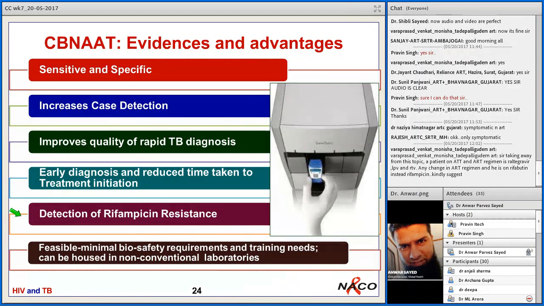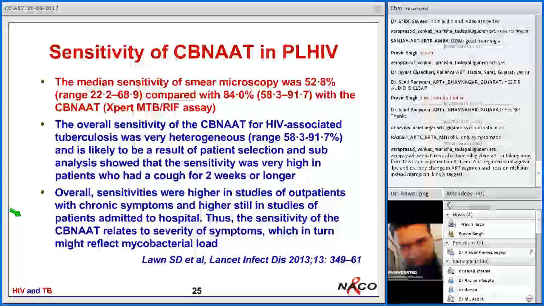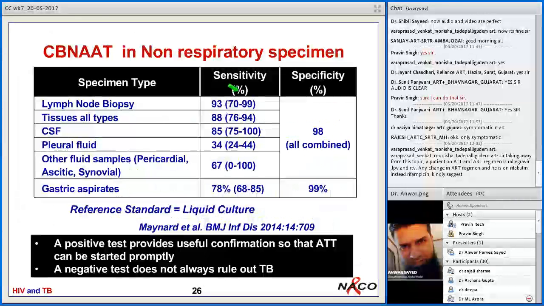It is easy to perform. There is a small machine and cartridge in which the sample is placed and results are obtained quickly. Sensitivity is very high. The median sensitivity of smear microscopy is 52%, while that of CBNAT is 84%, so it is almost more than double that of smear. As I said, all these samples can be sent from extrapulmonary sites for CBNAT.